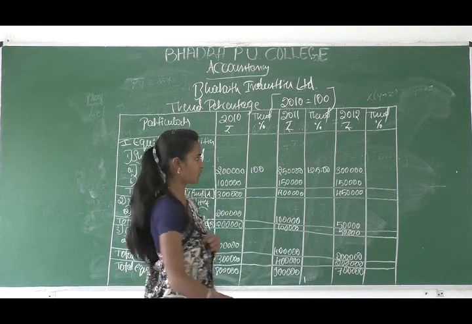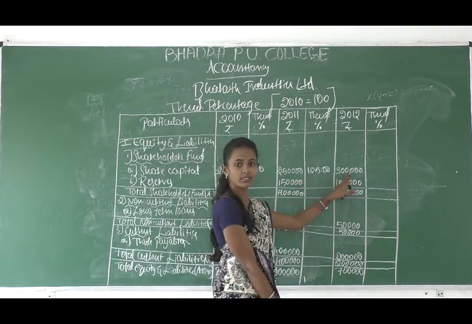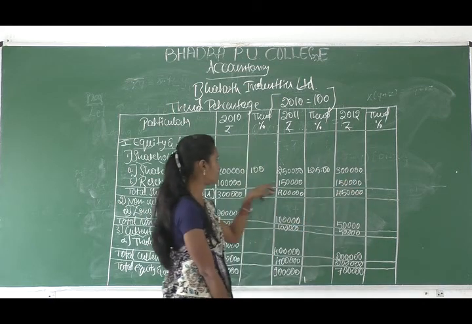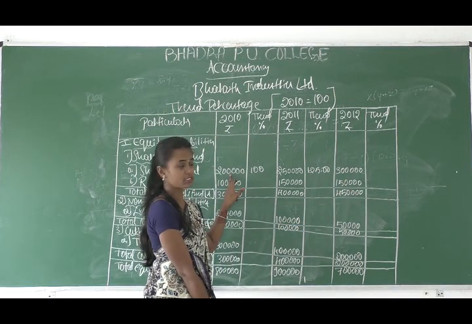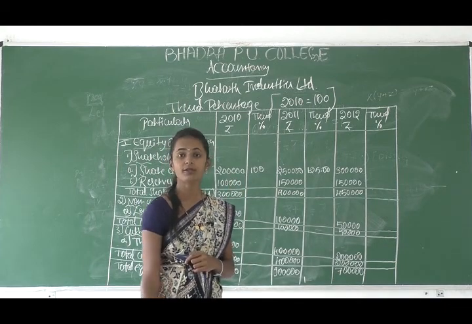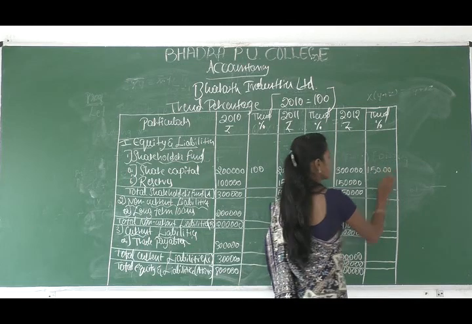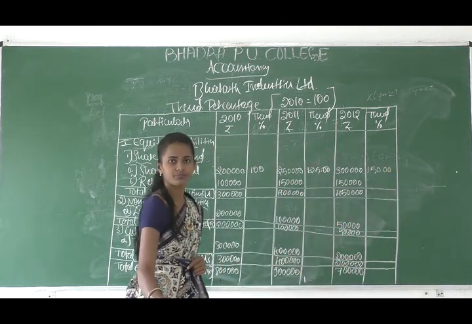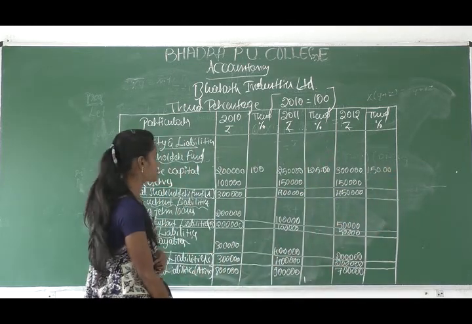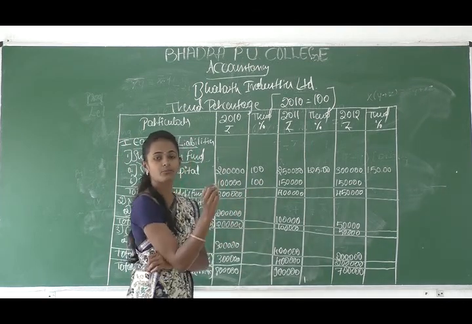And here in 2012 our share capital is 3 lakh. So 3 lakh divided by our base year value, 2 lakh, into 100, then you will get 150%. Okay, and in the next one, reserves, in the case of 2010 again it's 100%.